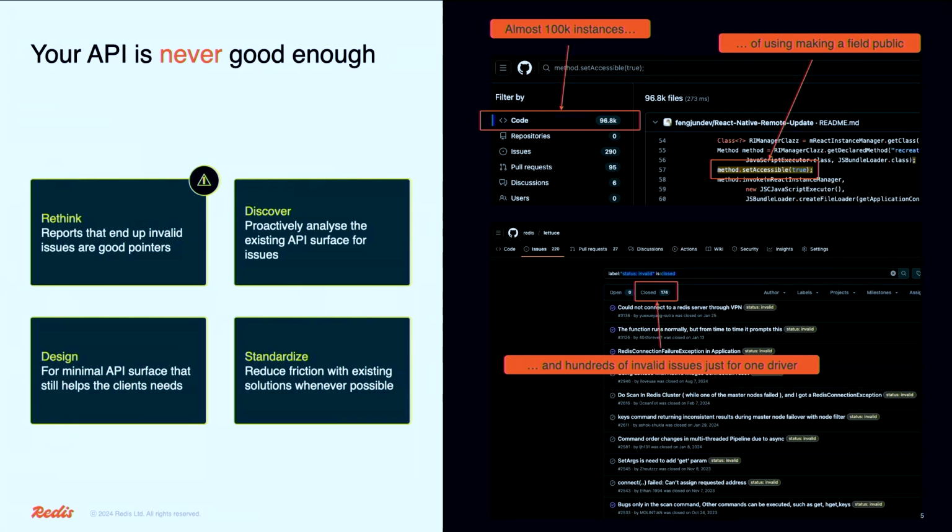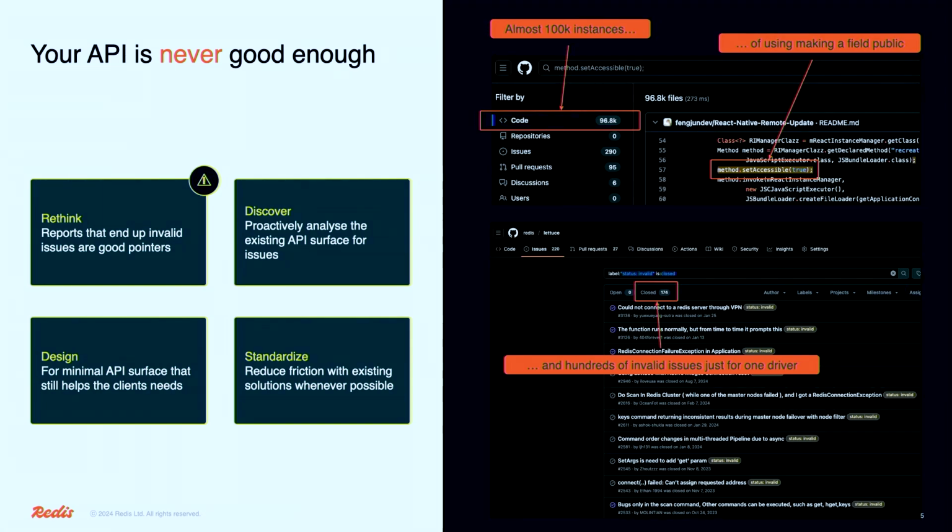And the other thing is, on the bottom right, you see how many hundreds of issues are marked as invalid. Invalid means somebody has been using the lattice driver in a way that it's not supposed to be used. Fair, and I usually would go and say, I'm sorry, you're not using the driver in the right way, close the issue, forget about it. But that's not the right way.